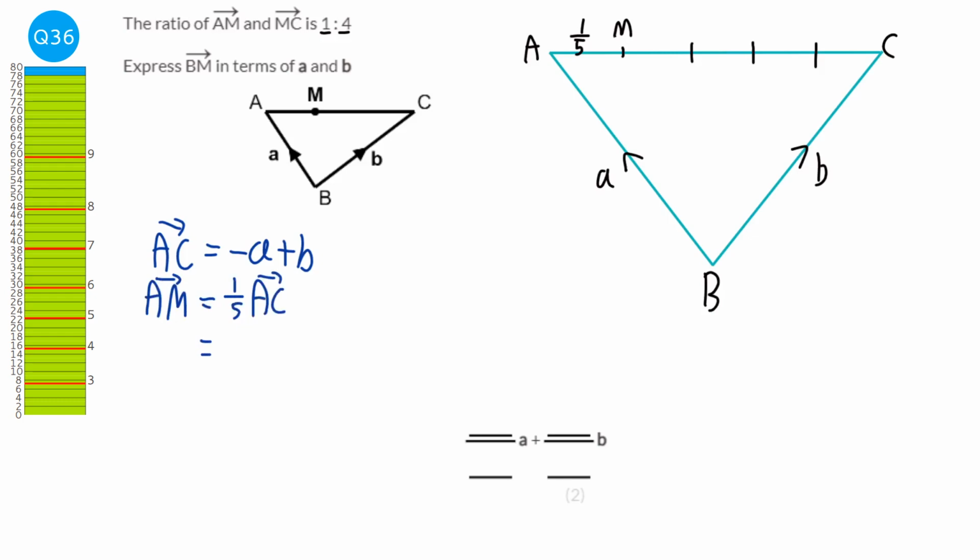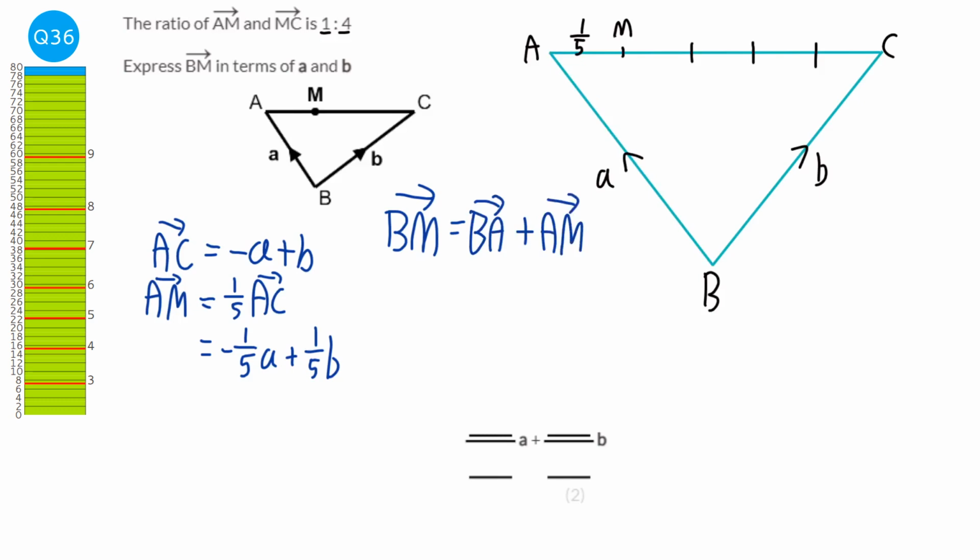Now if A to C is minus A plus B, that means A to M is going to be minus 1/5 A plus 1/5 B. Now we're asked for the vector B to M, and we know that that's going to be B to A plus A to M. We know B to A because it's labelled, it's just A. And we know A to M because we've worked it out down here.